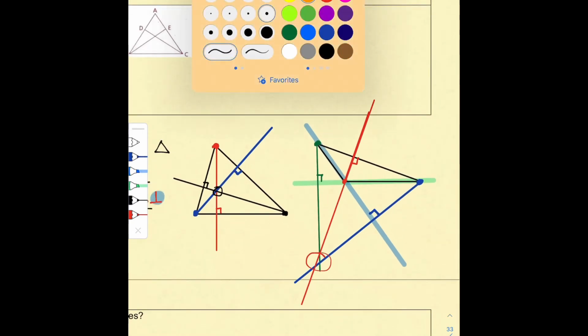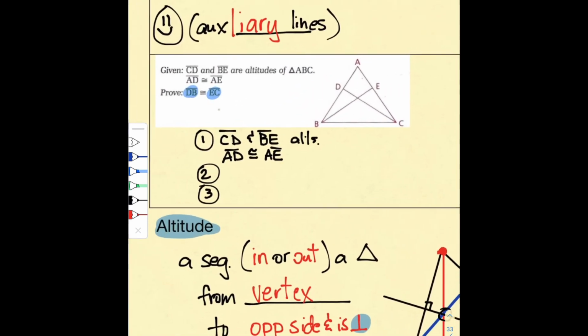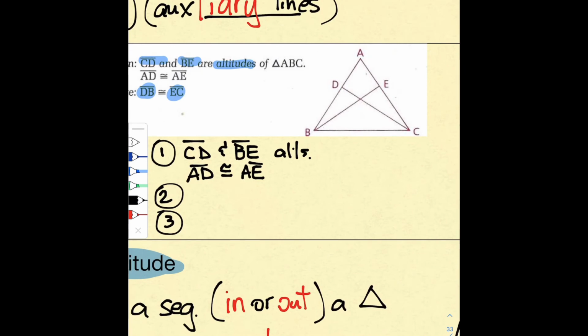Okay, so again, our triangle, just so we don't lose sight of it, is right here. All right. And now for a little proof. And then we'll close up. All right, we are given some altitudes. So I'm going to mark these two altitudes in my diagram. It's always important to do that when you get your drawing. So CD and BE are altitudes. And we know that AD and AE are congruent.